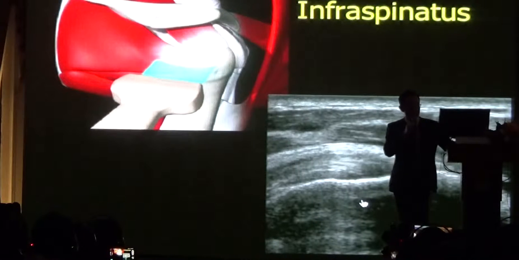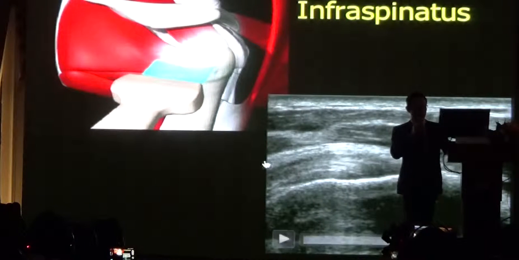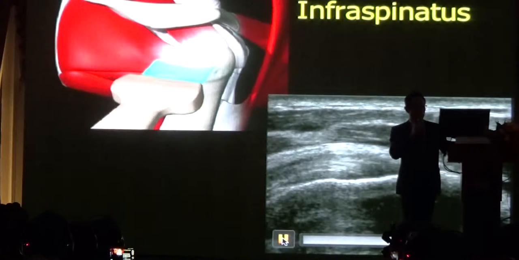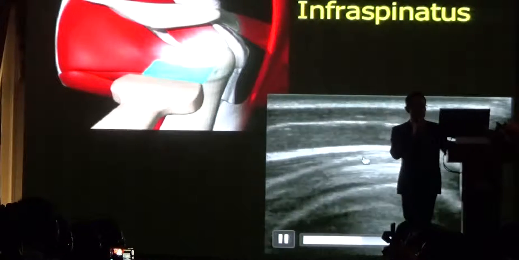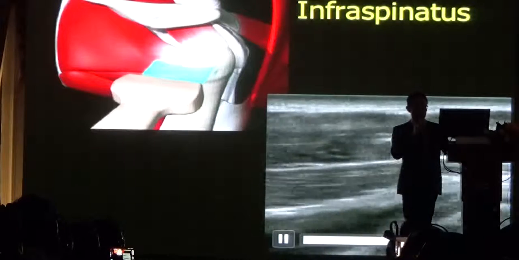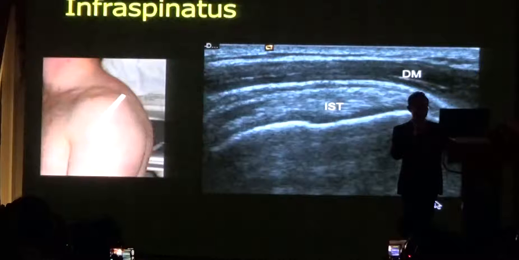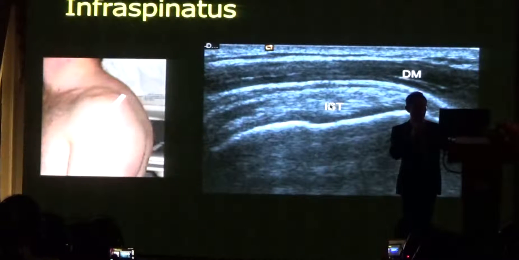The infraspinatus tendon is a continuation really of the supraspinatus, so this diagram artificially separates it. But what we see again is this nice beak-shaped structure. We can follow this down to the muscle over here. And this is a static image of the infraspinatus tendon attaching to the posterior aspect of the greater tuberosity.